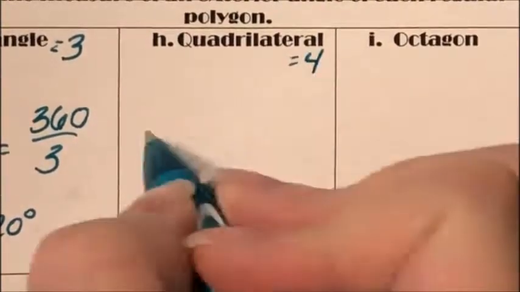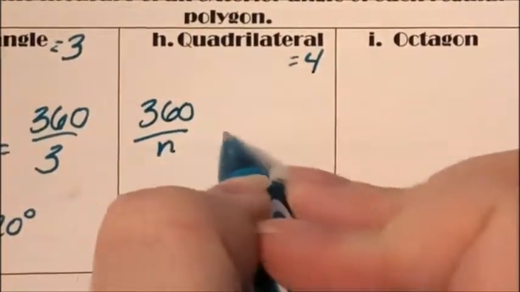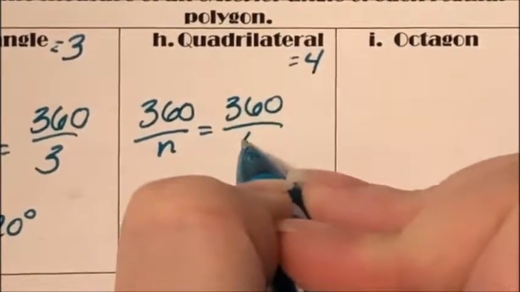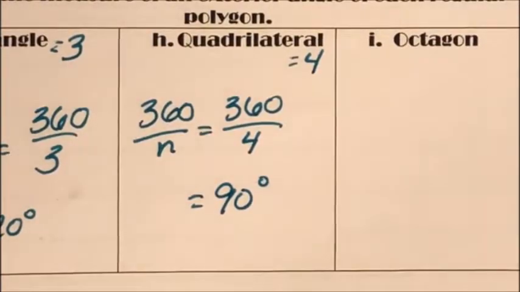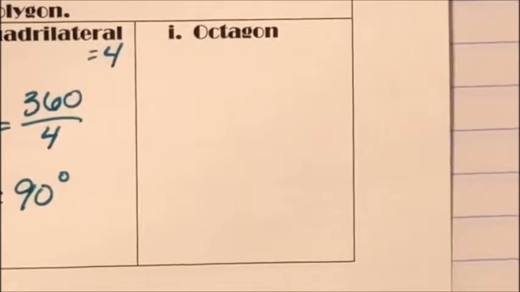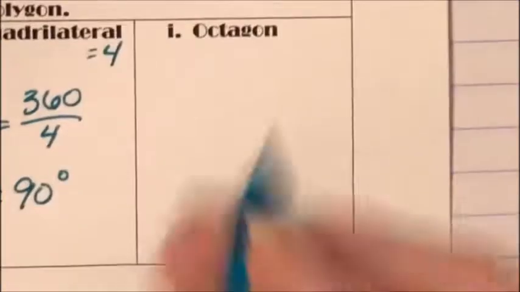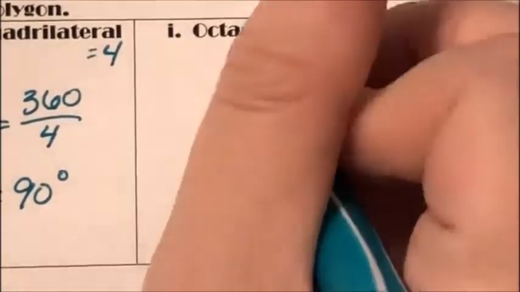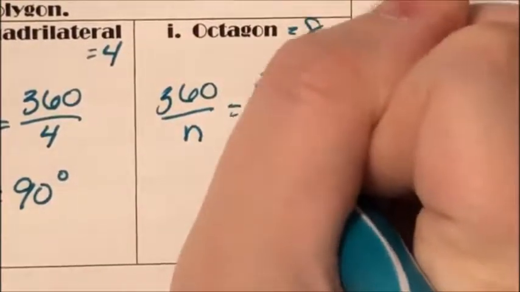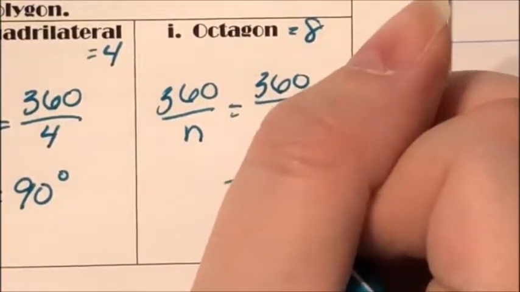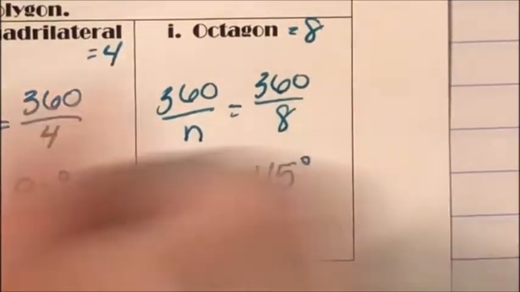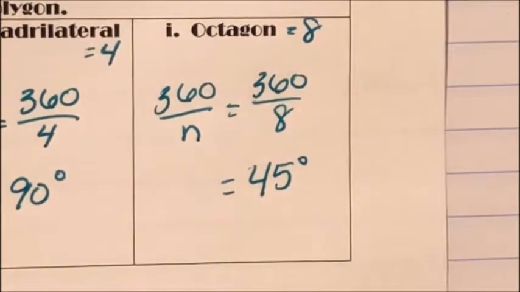Letter H is a quadrilateral. A quadrilateral has 4 sides, so 360 over n is 360 divided by 4, which is 90 degrees. Letter I, octagon. An octagon has 8 sides, so 360 divided by 8 gives me 45 degrees. And that is the end of lesson 4.